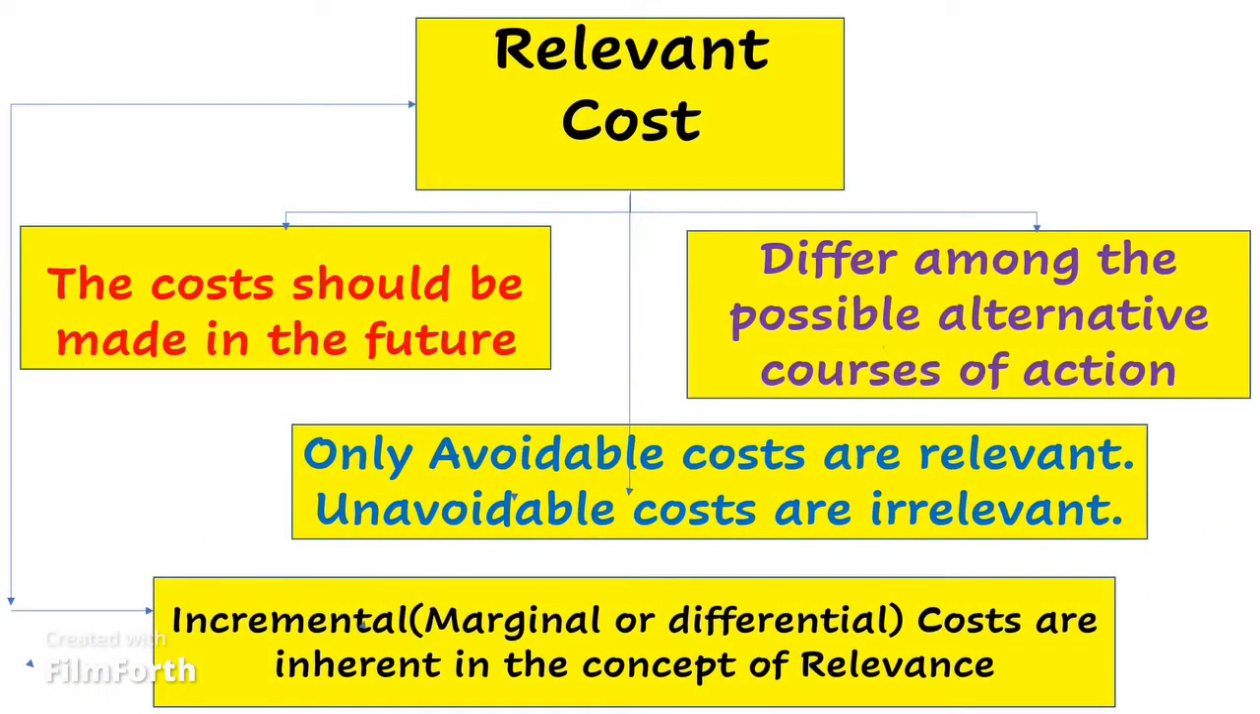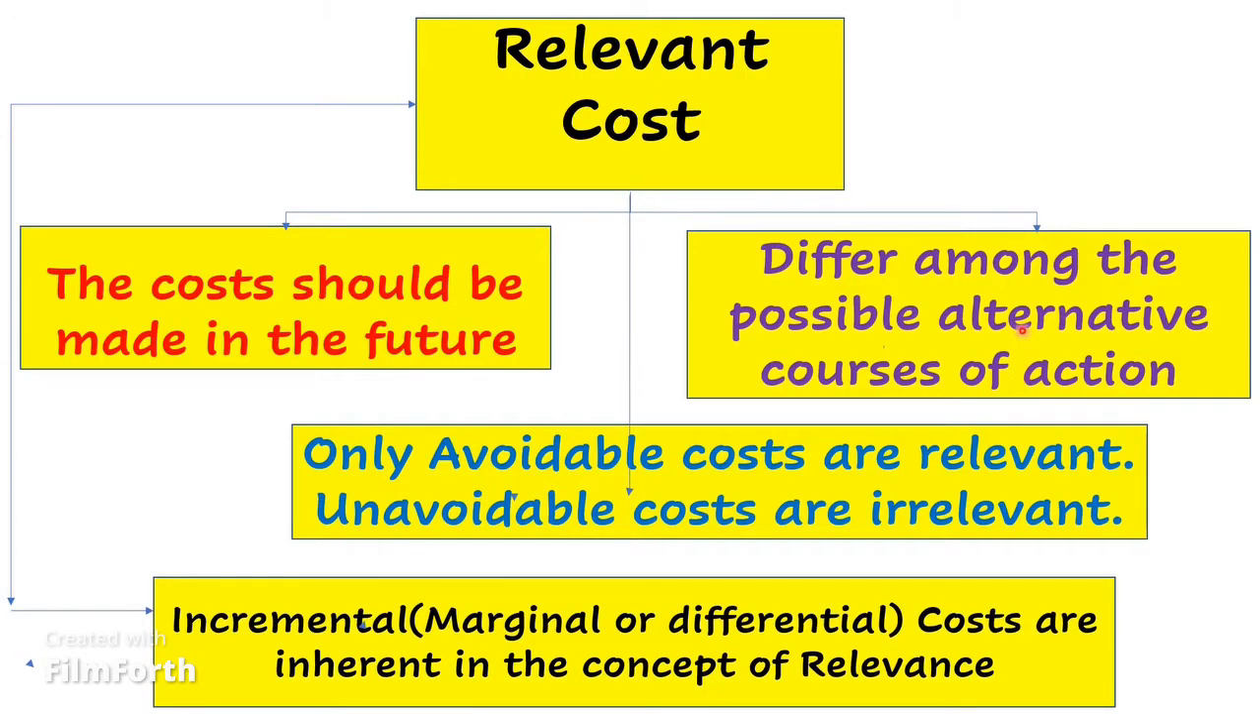Let's talk about relevant cost. Now, what cost will be known as a relevant cost in any decision-making scenario? So these are the 4 points which you have to keep in mind when you want to decide whether the cost is relevant or irrelevant. The first point you should bear in mind is that the cost should be made in the future. Secondly, they should differ among the possible alternative courses of action.